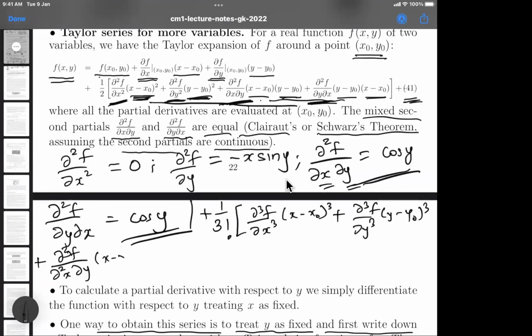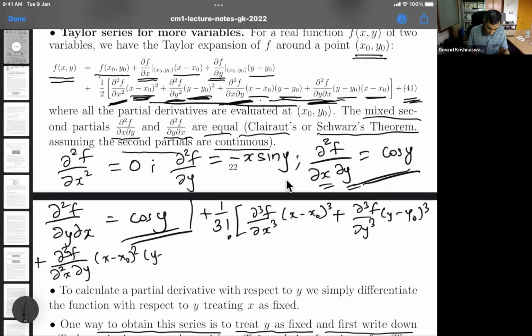x minus x naught square y minus y naught. Indeed, you get the hang of it. And then I've got more. So then, let me not write all the terms, but you give me one more at least, so that I know you are on the right track.